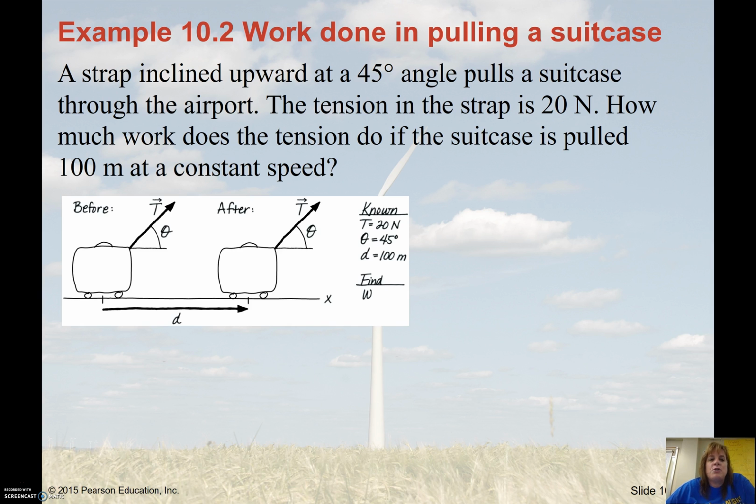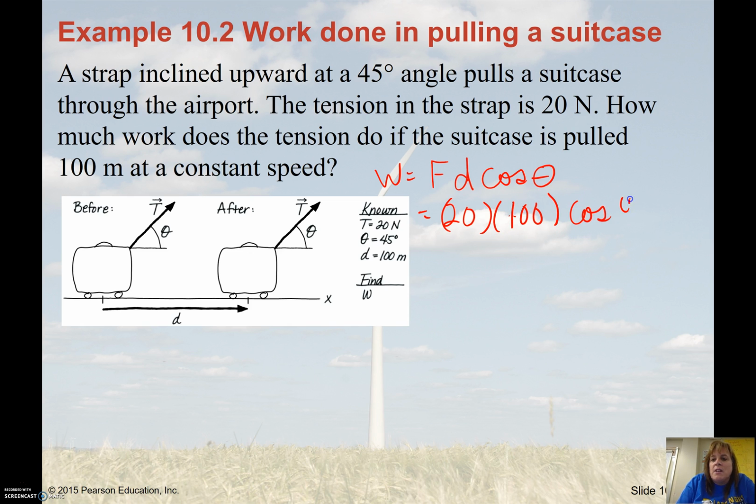Here I have a strap. I'm pulling my bag with a strap. The tension of the strap is 20 newtons, and I'm pulling at a 45-degree angle. If I move that suitcase 10 meters at constant speed, how much work does the tension force do? Well, work is force times distance times the cosine of the angle the force vector makes to the displacement vector. So force is 20, the distance is 10 meters, and I'm going to take the cosine of 45 degrees. Make sure you're working in degrees and not radians.